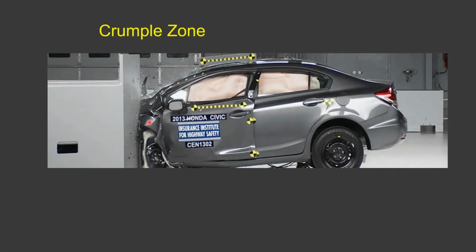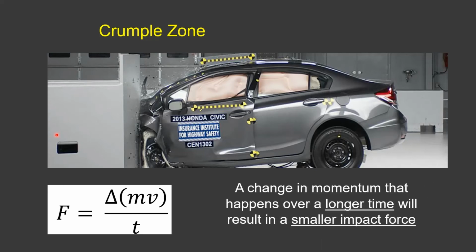In a different modern application, notice here I have an old car. These old cars have very rigid, very stiff frames. And there was an advantage that they were kind of like tanks in that sense, that they could crash into something and not have a lot of damage. Today's cars, however, have what's called a crumple zone, in which they purposely crumple in a collision. Now, why is that useful? It's the same principle. A change in momentum that happens over a longer time will result in a smaller impact force.